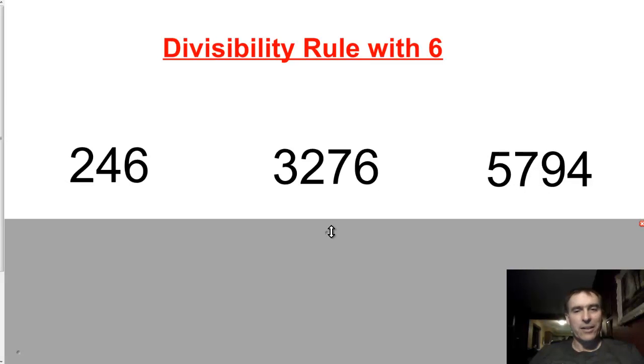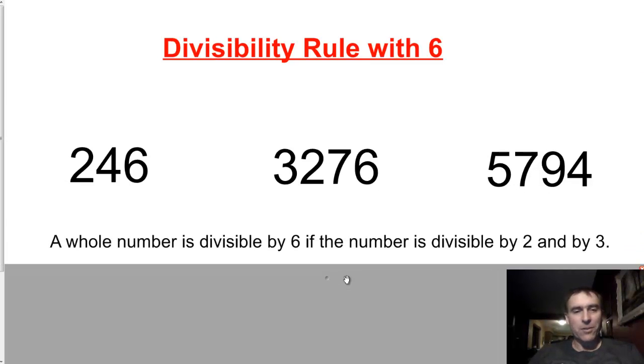Divisibility with 6. There's the numbers we're dealing with. What is the rule? A whole number is divisible by 6 if the number is divisible by both 2 and by 3. So you have to look at that end number. Is it an even number? Yes, it is. So it is divisible by 2.